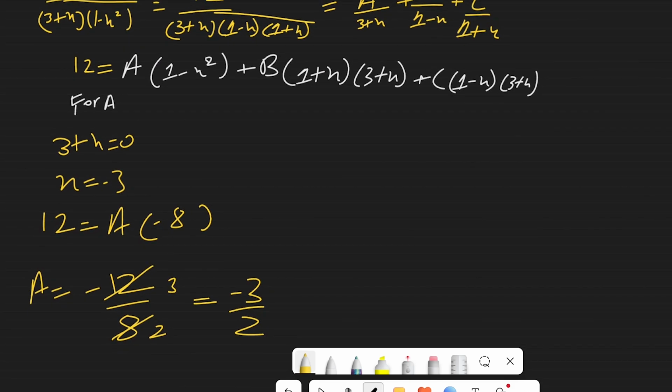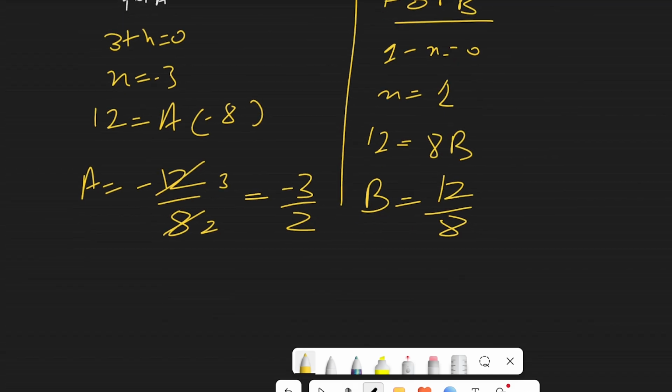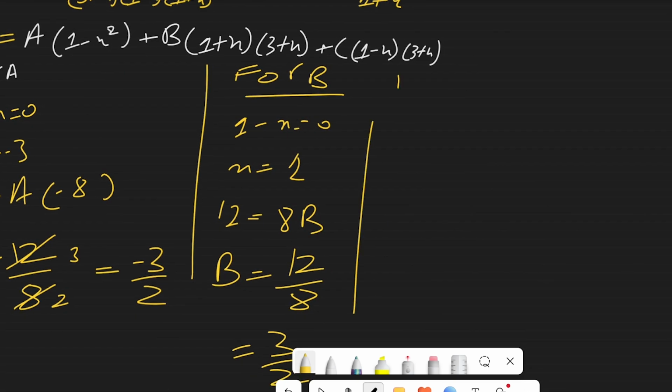Okay, then we solve for b. 1 minus x equals 0, x equals 1, and now 12 is equal to this entire thing, 1 plus 1, 2 times 4, 8b. Okay, interesting, because this is a similar answer, 12 over 8, which is 3 over 2, but positive this time. Okay, and now for c.